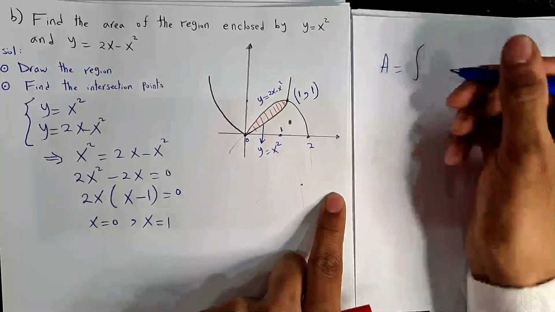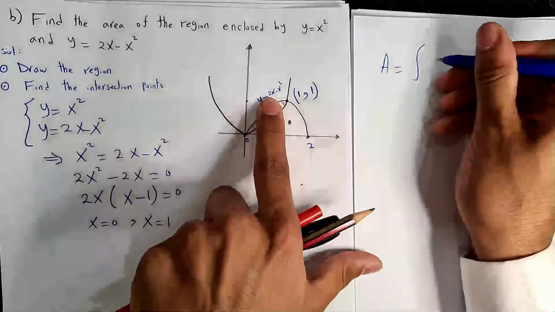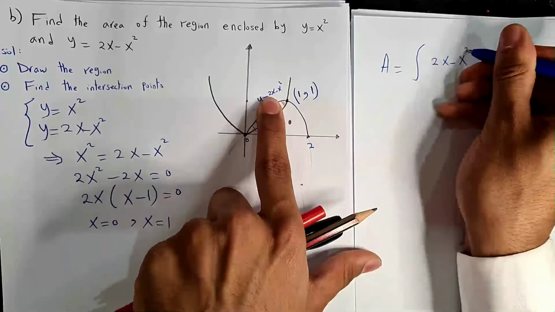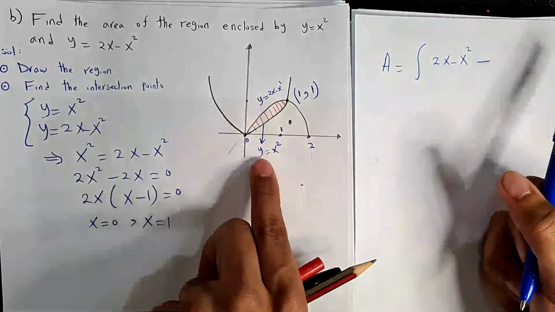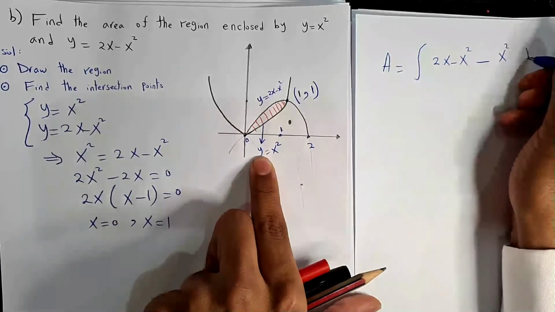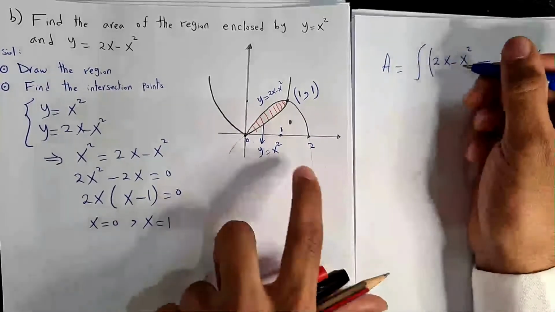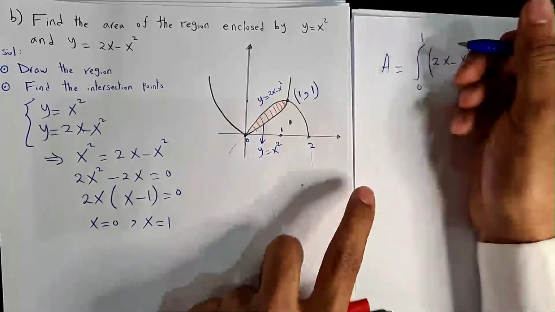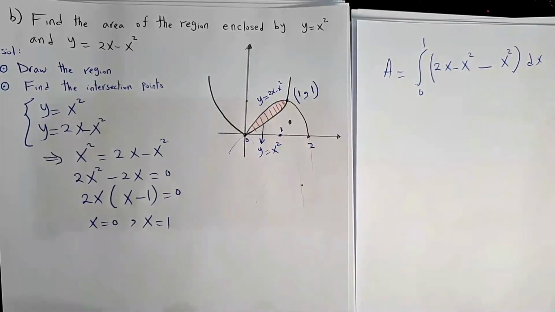The integral of what? What is the function? It is 2x minus x squared. Minus, what is my lower function? It is x squared dx. Evaluated from where to where? From 0 to 1. I repeat myself for the second time.